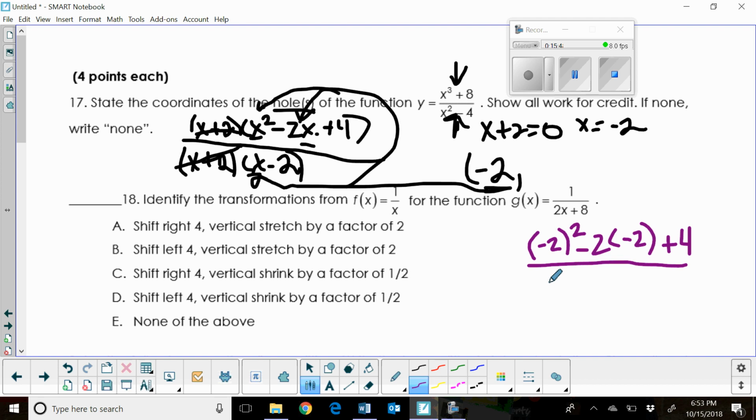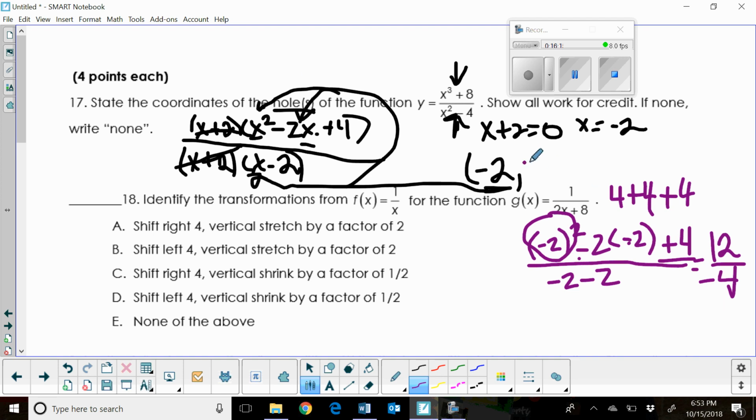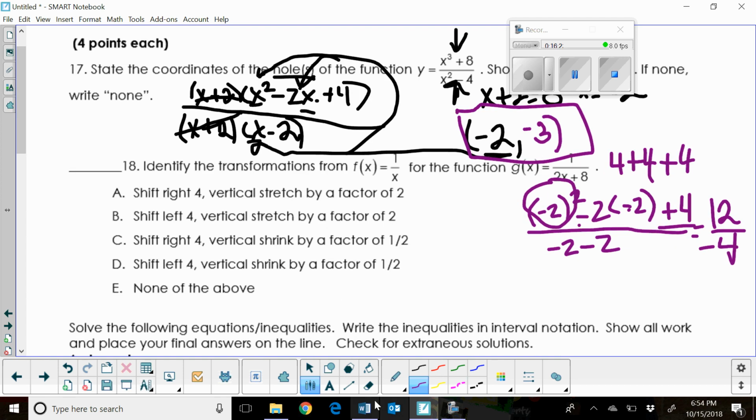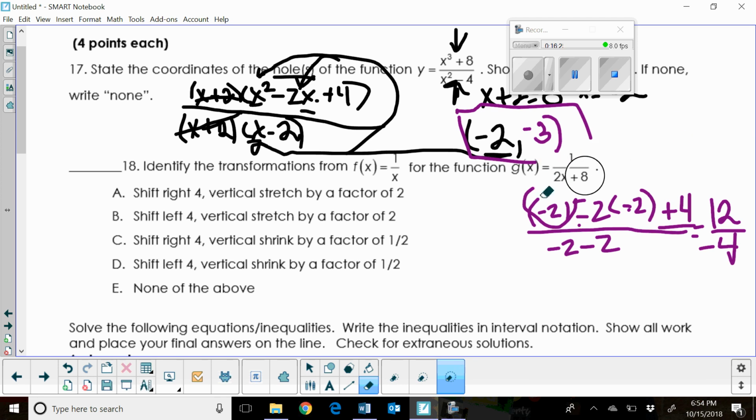And in the denominator, I'm going to have negative 2 minus 2. So in the denominator, I have a negative 4. In the numerator, I'm going to have a 4, because negative 2 squared is 4. Negative 2 times negative 2 is another positive 4. And then back here, I have a plus 4. So 4 plus 4 plus 4 is 12. So 12 divided by negative 4 is negative 3, and that gives me my y coordinate. So there's my hole. Now, got a little mess here, so let's clean it up so we can see the next problem.